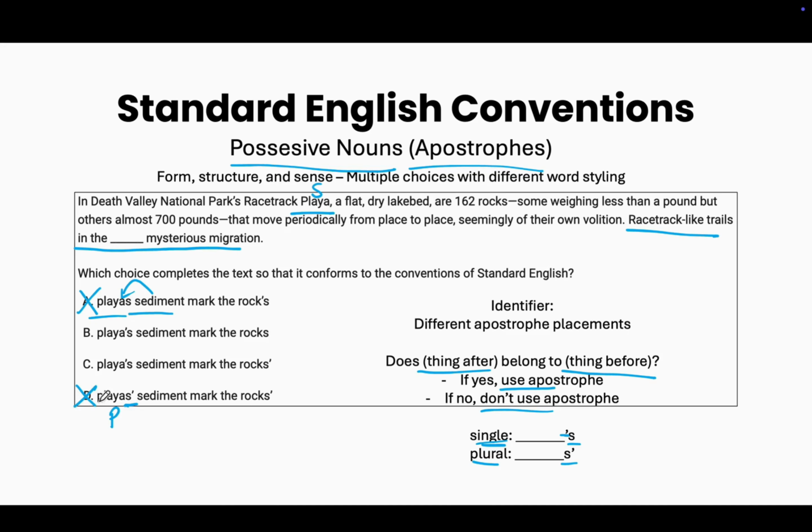That leaves B and C. What is the difference? Choice B only makes playas possessive, while choice C makes both playas and rocks possessive. So we check the next part of the sentence. The rock's mysterious migration. Does the mysterious migration belong to the rock? Yes, it does. Without the apostrophe, mysterious migration would just float with no owner. So if I say mysterious migration, it wouldn't make sense. However, if I say the rock's mysterious migration, it would make sense. Therefore, the correct answer is choice C, because it uses an apostrophe.